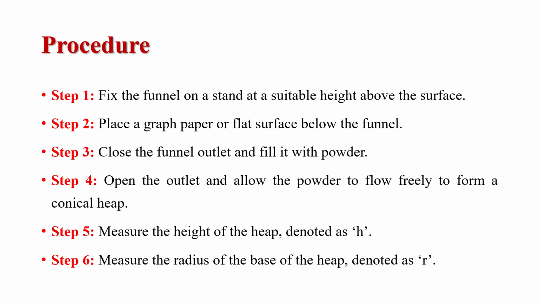Procedure. Step 1. Fix the funnel on a stand at a suitable height above the surface. Step 2. Place a graph paper or flat surface below the funnel. Step 3. Close the funnel outlet and fill it with calcium carbonate powder. Step 4. Open the outlet and allow the powder to flow freely to form a conical heap. Step 5. Measure the height of the heap, denoted as h. Step 6. Measure the radius of the base of the heap, denoted as r.